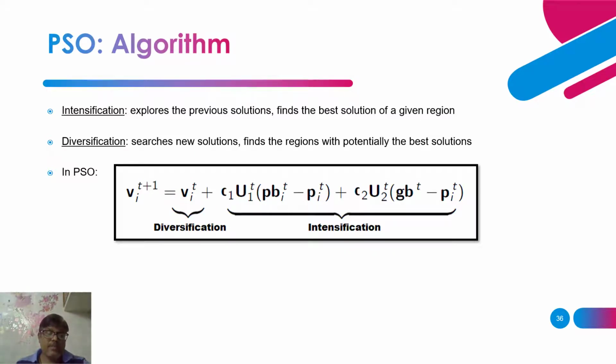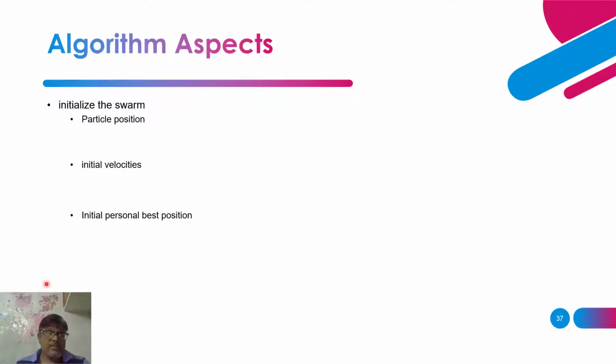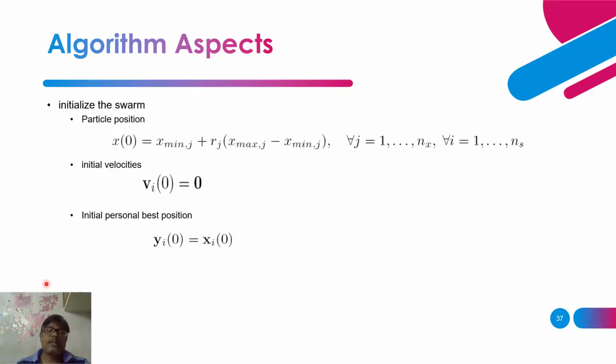Next, how does the algorithm work? First of all, you have to initialize the swarm. Then the particle position is fixed. The particle position is xi(0) equal to x_min,j plus ri times (x_max,j minus x_min,j), where j varies from 1 to nx and i varies from 1 to ns. Initially the velocity vi(0) will be equal to 0. Initially the personal best position will be yi(0) equal to xi(0) itself. So this is the initial condition.